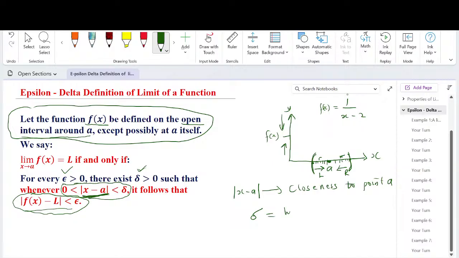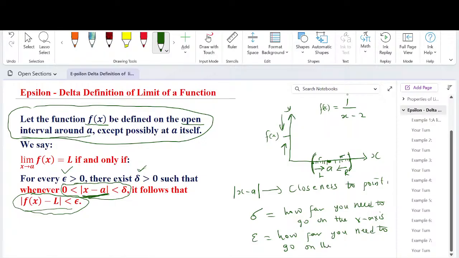So it's just like how far you need to go on the x-axis, something like this, and epsilon will be how far you need to go along the y-axis. So that is from the given point.